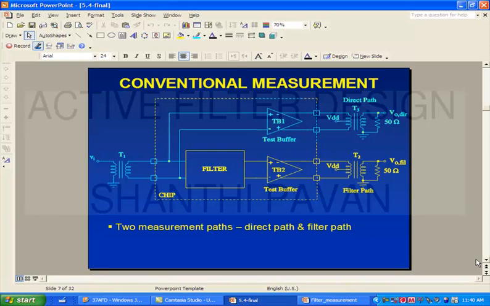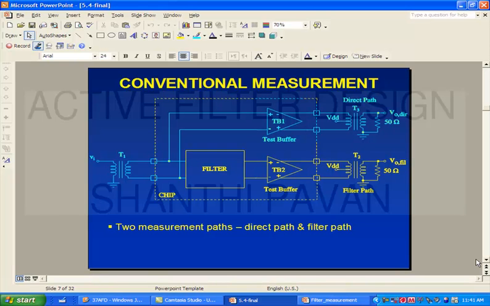Recognizing that the response of the filter is nothing but this voltage divided by this voltage, the output of the filter divided by the input of the filter, one can say: if I had another identical test buffer which sends the input of the filter on the chip and drove a similar balloon, and we use the same cables and so on, then what is the gain of the direct path, the path which does not go through the filter? It is the input path multiplied by the gain of test buffer 1 driving this impedance. This impedance by assumption is the same as the impedance here.